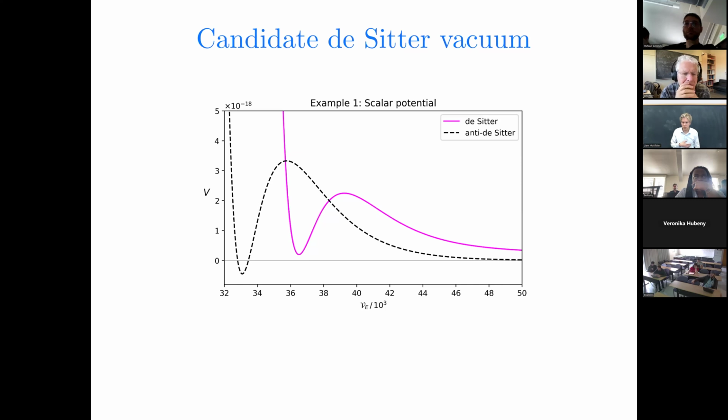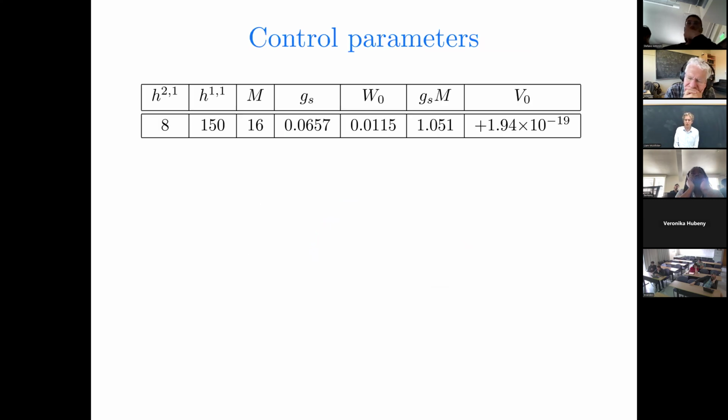So here's what this geometry's potential looks like. As in the beginning of the talk, the vertical axis is the vacuum energy, and the horizontal axis is the overall Calabi-Yau volume in string units. And you see that, as drawn in pink, the de Sitter curve has a minimum at positive energy. So how happy should we be about these parameters that I've presented? Let's examine them and think about it.